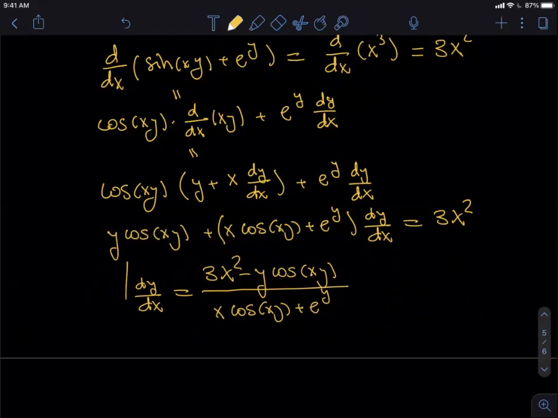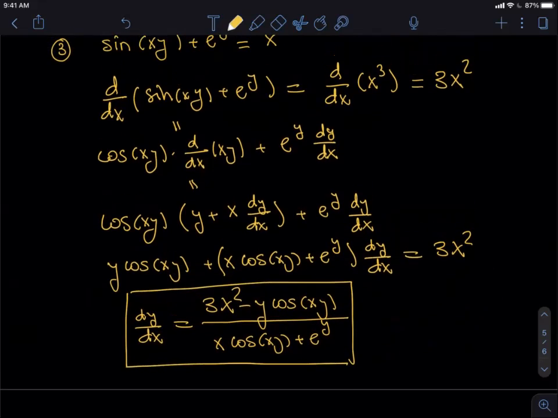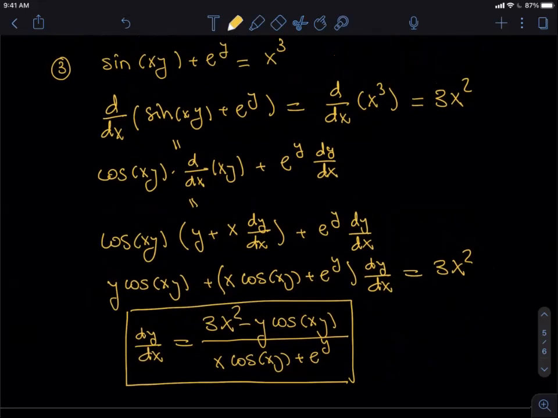So we were able to find dy/dx in terms of x and y for an equation sine of xy plus exponential of y equal x to the power 3, where it's simply impossible to solve explicitly for y. In this case, we just can't. But we can always solve for dy/dx.